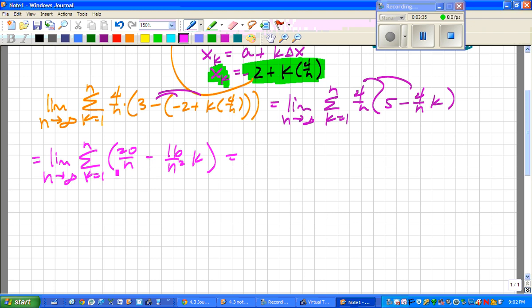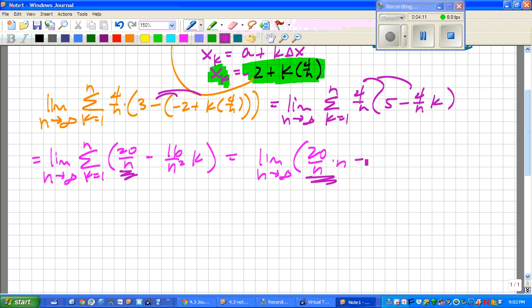Now we can split this up. I'm not going to actually split up the whole thing. We've done it on the other ones. But if we take the sum of 20 over n, that's just a constant. We still have that limit as n approaches infinity out in front, but this is just a constant. So if we take the sum of a constant, it's that constant times n. So we have 20 over n times n. So that is the sum of this one from the formulas we talked about last week.